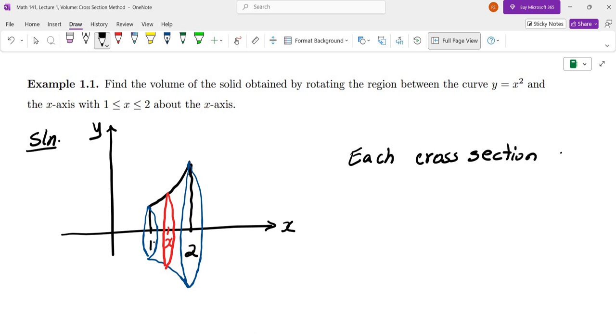And what is the area of a disk? It is pi r squared. So we have to find out what is the radius of these disks. So the radius is this height right here.